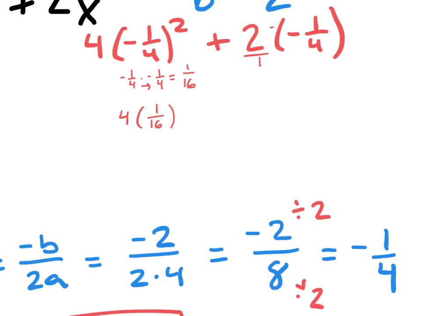So we multiply the tops together, multiply the bottoms. So what's 2 times negative 1? Negative 2. And 1 times 4? 4. How do we multiply 4 times 1/16? What do we get? So make 4 a fraction, so multiply the tops, multiply the bottoms. 4/16. What does 4/16 simplify to?